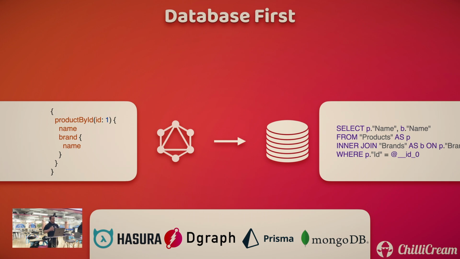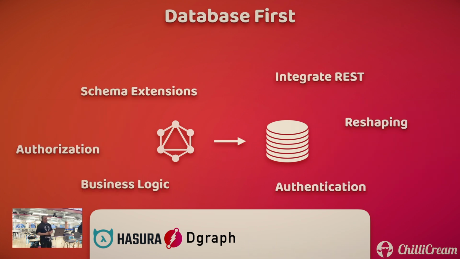Take a database and expose it as a GraphQL schema. To name a few, there's Hasura, there's dgraph, there's Prisma, and also MongoDB Atlas. Although MongoDB Atlas is deprecated and Prisma doesn't use GraphQL anymore. So why is that? It turns out that just exposing your database schema as a GraphQL server is not actually what you want for even the simplest of use cases, because you also want to have authorization, you want some business logic on it, you want authentication, you want to reshape the graph, you may want to integrate another REST service, you name it.